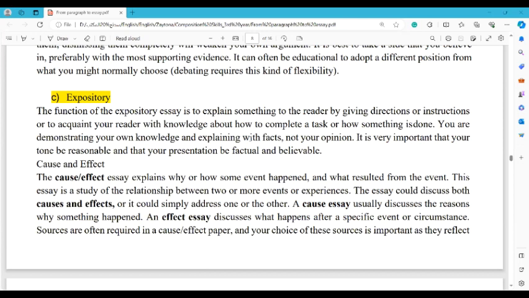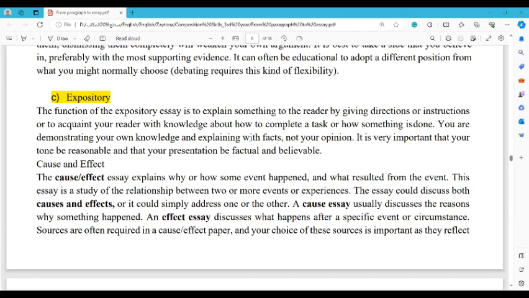Before the internet cut out, we were talking about the expository essay, which is meant to explain something to the reader by giving directions, by giving instructions, by giving, for example, reasons for something, or to explain why something happened, or to explain what resulted from something.